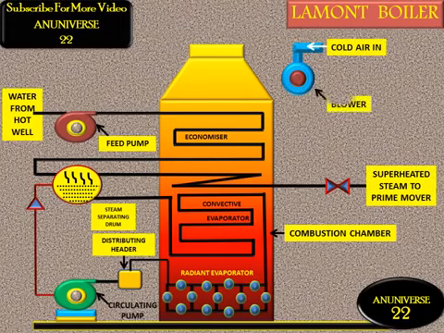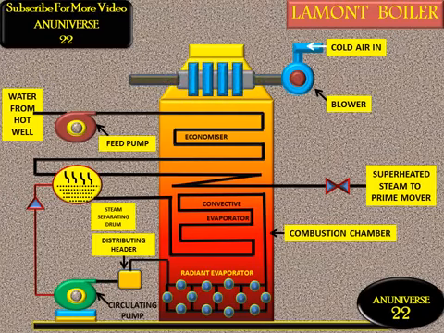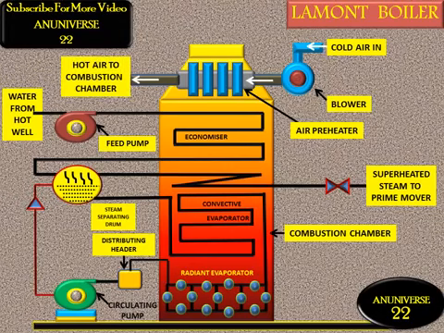So this is a blower that is connected with the air preheater, and the main function of the air preheater is to preheat the air before entering the furnace. From the air preheater, the air goes to the combustion chamber.